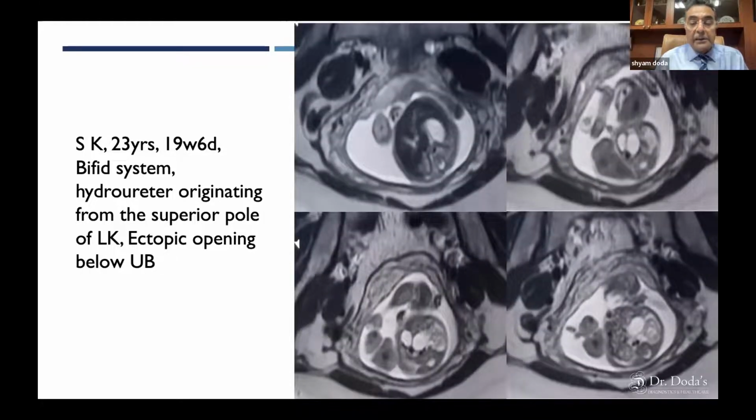This is the axial of the same patient, and you can see that this is dilated pelvis, and then the ureter is crossing and coming on the other side. And the other kidney is normal here. This is the other kidney, which is normal here.